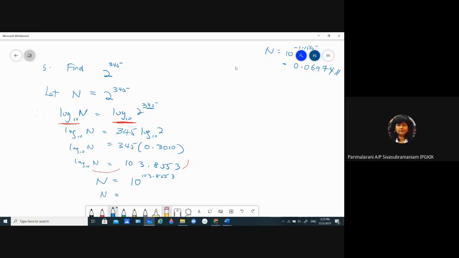We cannot find this big number on the calculator, but we can break this number, right? This is also equals to 10 to the power of 103 times 10 to the power of 0.8553. Now this one you put in your calculator. 10 to the power of 0.8553, what do you get? 7.1664. 7.1664 multiplied by 10 to the power of 103. That's your answer.